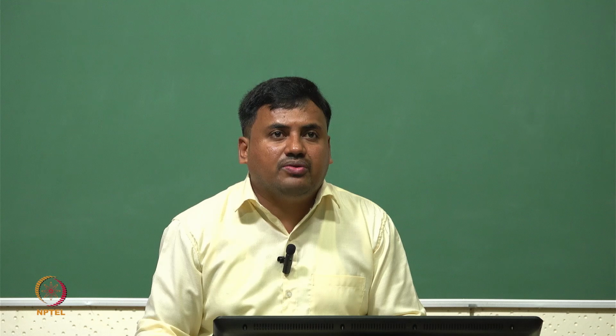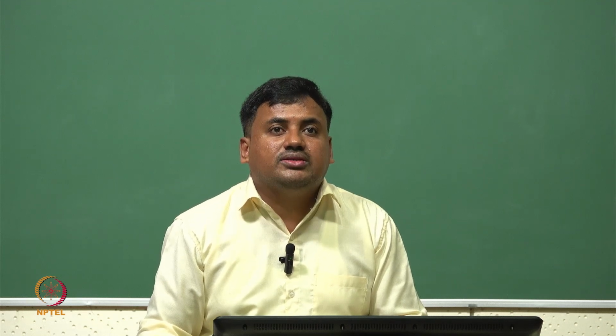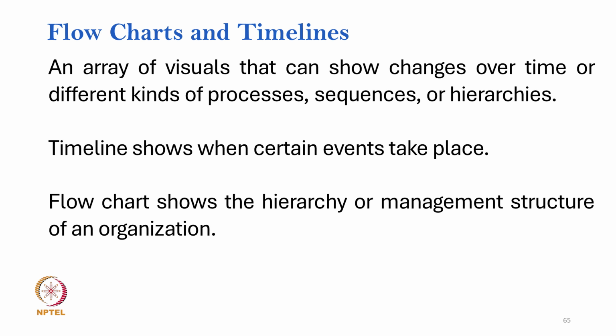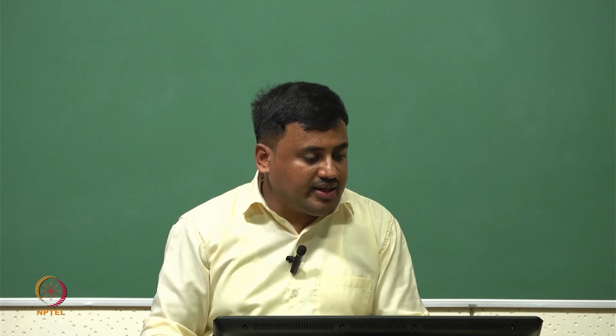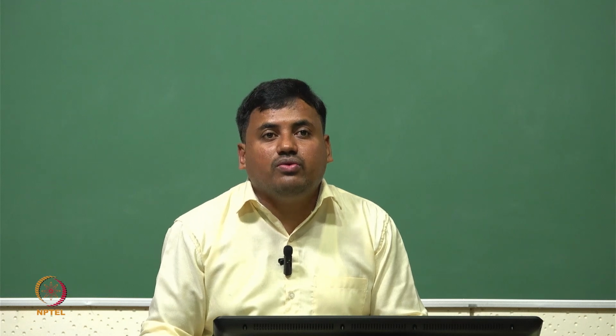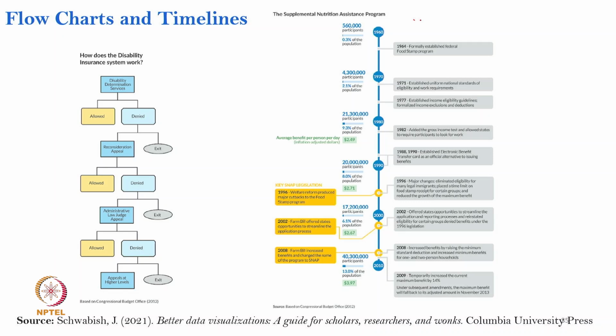Another type of data visualization is flow charts and timelines. Flow charts and timelines are two examples of an array of visuals that can show changes over time, different kinds of processes, sequences, and hierarchy. The timeline shows when certain events took place. The flow chart shows the hierarchy of management, the structure of an organization, and how the workflow goes from top to down. If you look at the example here, we have given one with a timeline, and another in a flow chart.